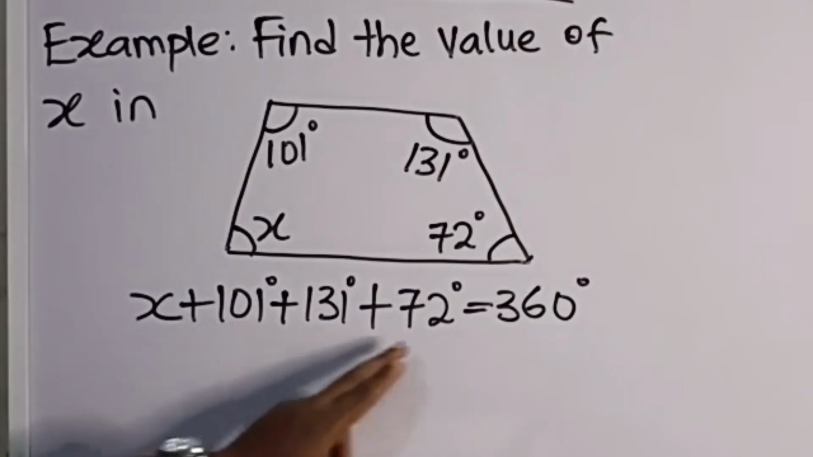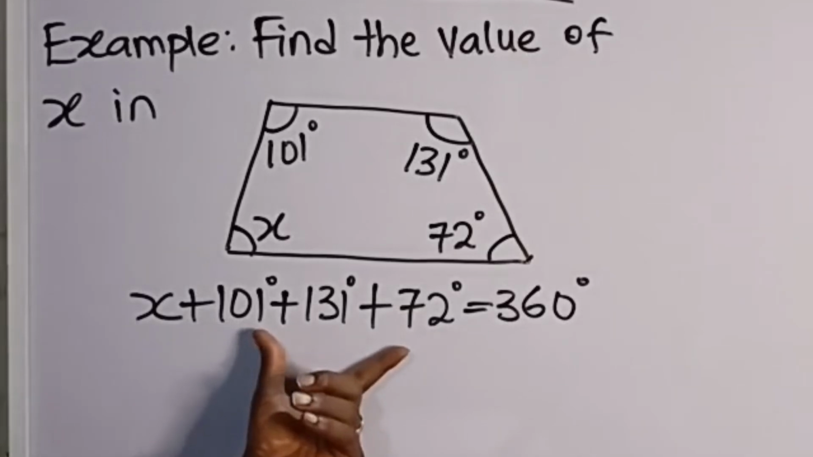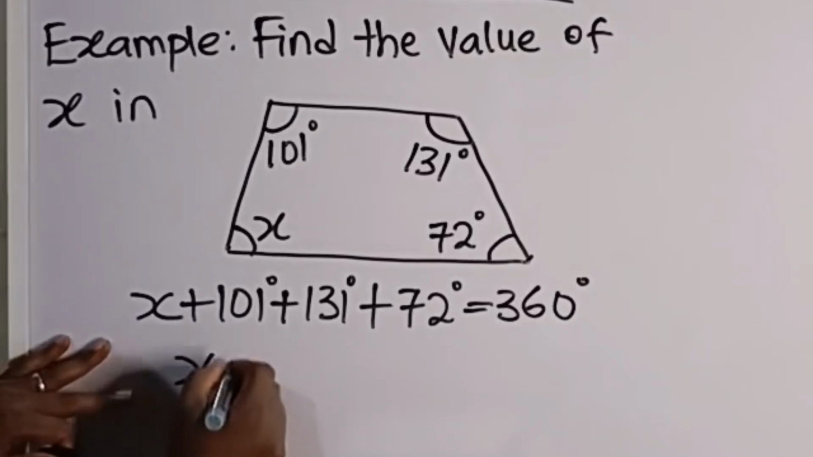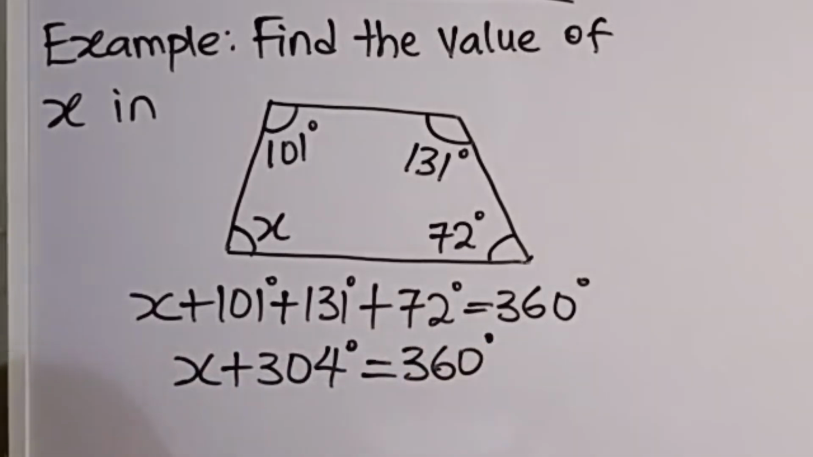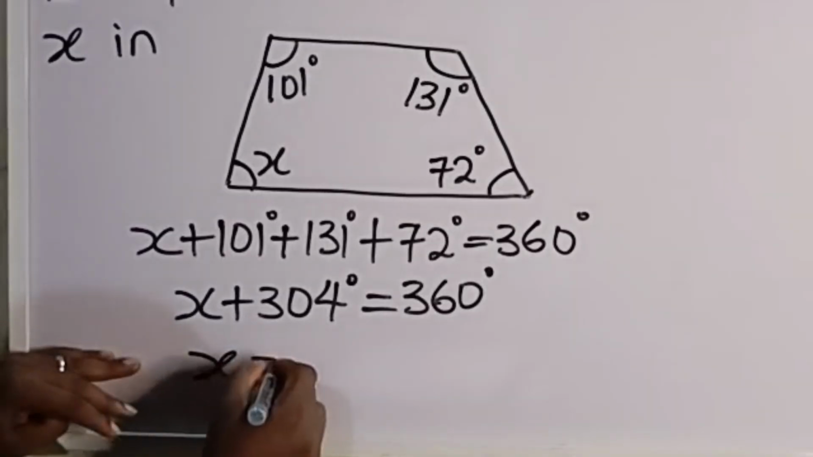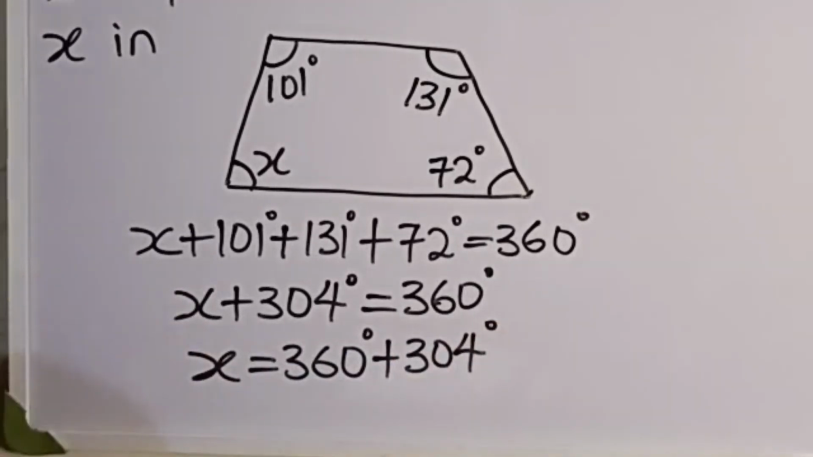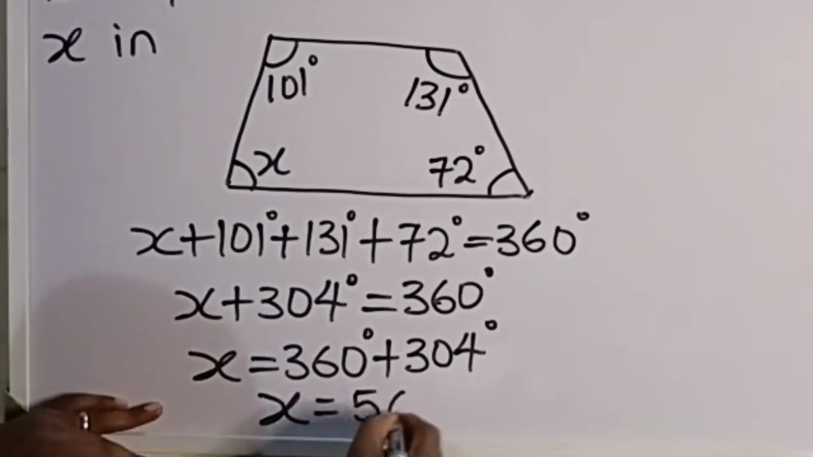Now we need to add the known angles. We know these three angles, therefore we need to add them together. When you add these three angles, what are you going to get? 304 degrees. So we have x plus 304 degrees is equal to 360 degrees. In order to get the value of x, we need to move 304 degrees to the right. So we have x is equal to 360 degrees minus 304 degrees. When you do this subtraction, what are you going to get for x? 56 degrees.